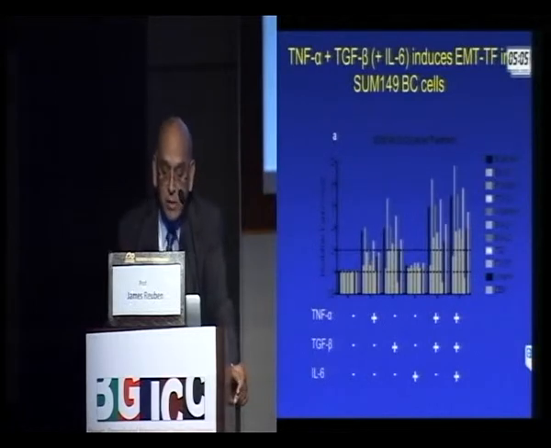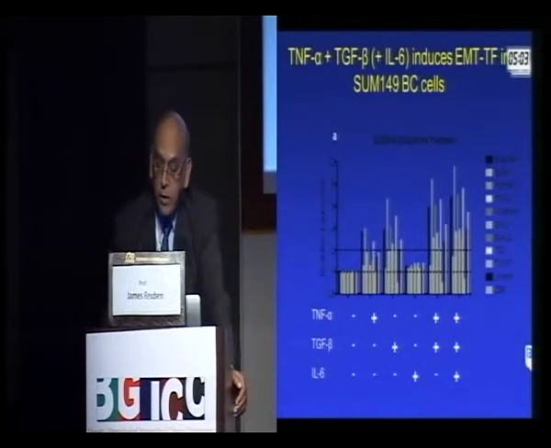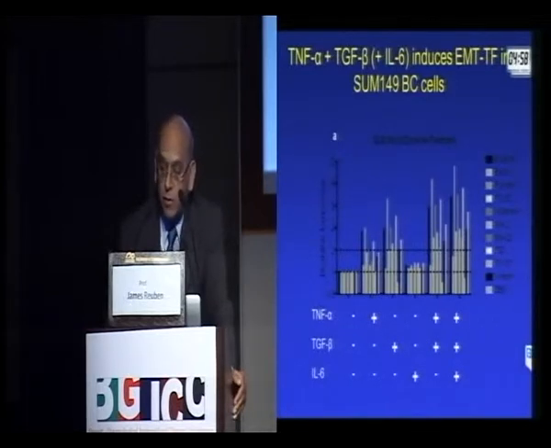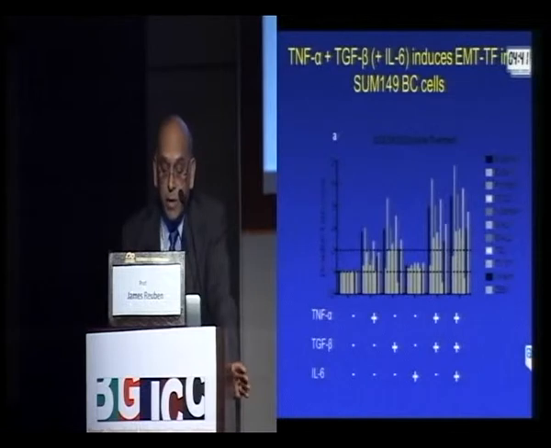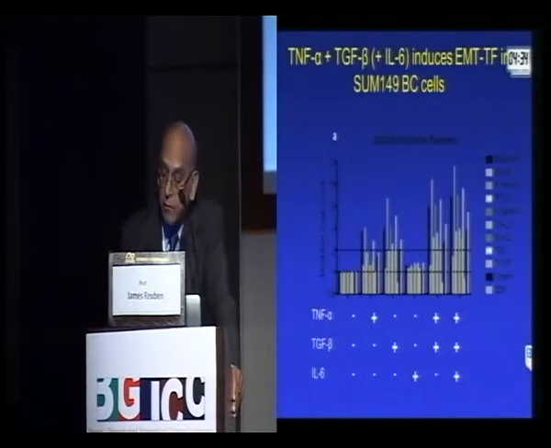We then asked the question, what if we took specific cytokines now, off the shelf, TNF, TGF-beta, and IL-6, and exposed the cells, or incubated the cells in the presence of these cytokines. And as you go from left to right, you see that in the absence of any of the cytokines, the data are normalized to 1. When you add TNF, there's a slight increase, but the maximum increase is when you have a combination of TNF and TGF-beta and IL-6.